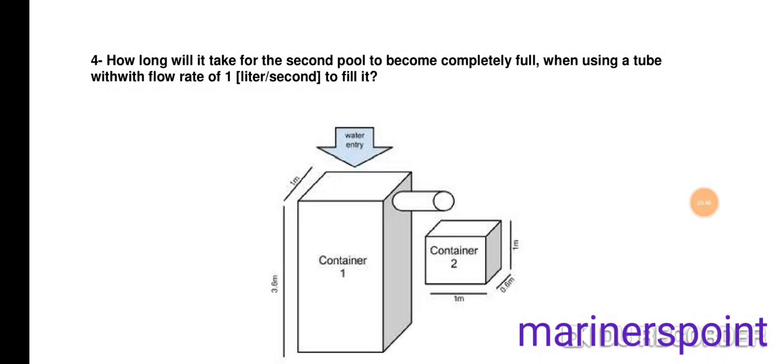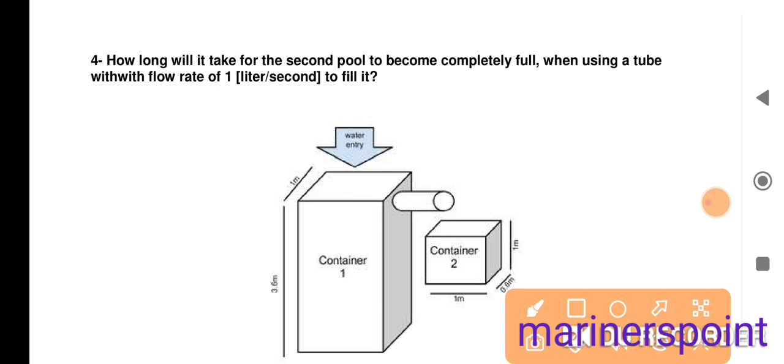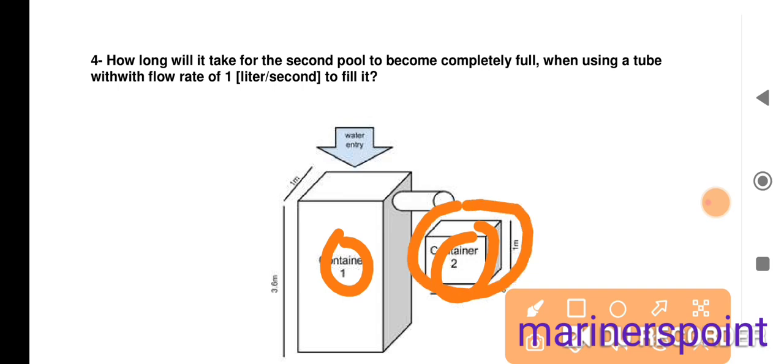In this question, how long will it take for the second pool to become completely full when using a tube with a flow rate of 1 liter per second to fill it? Here we can see the figure. This is one container, this is the second container, and you have to find how much time it will take to be filled.